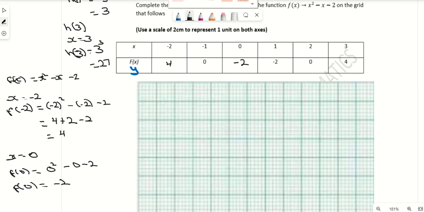So now, guys, if we know anything about coordinates, we know it's always the x value first and then the y value. So my coordinate for this first point would be -2, 4. Right? The next one is going to be -1, 0.